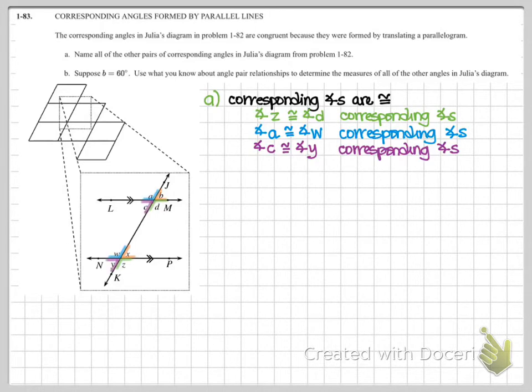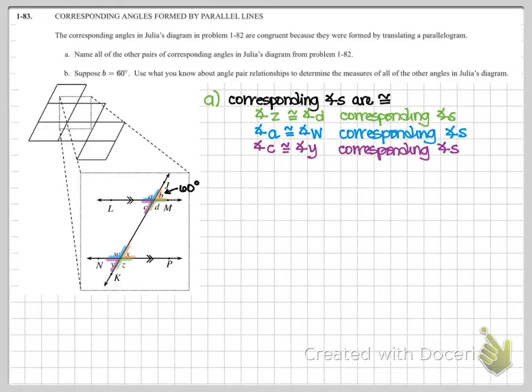Okay, so here are all of my pairs. I didn't go ahead and identify X and B, which you can though. And we know that corresponding angles are congruent to each other because they're the exact same size. So I went ahead and wrote them as congruence statements as well. Okay, so let's say, moving on to part B, that suppose the measure of angle B is 60 degrees. So I know that that angle right there is 60 degrees for part B.